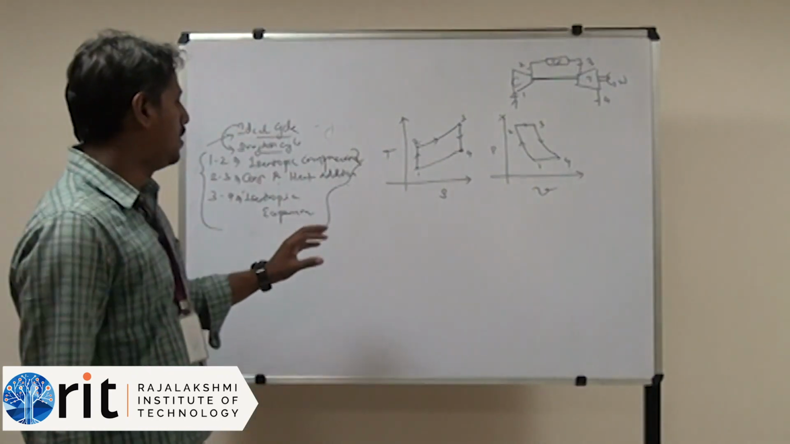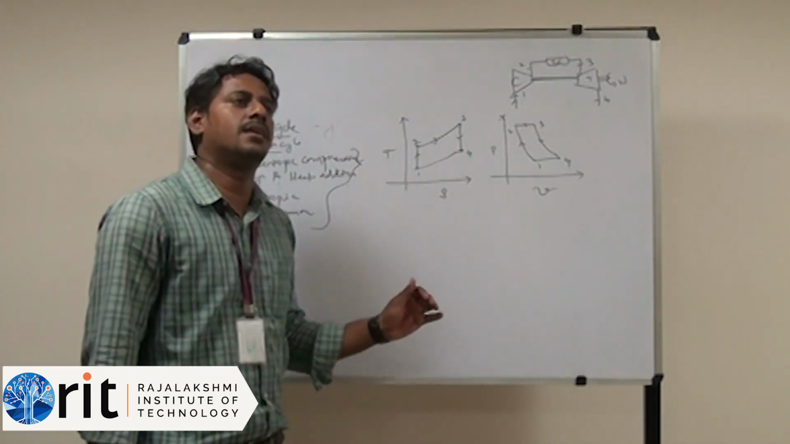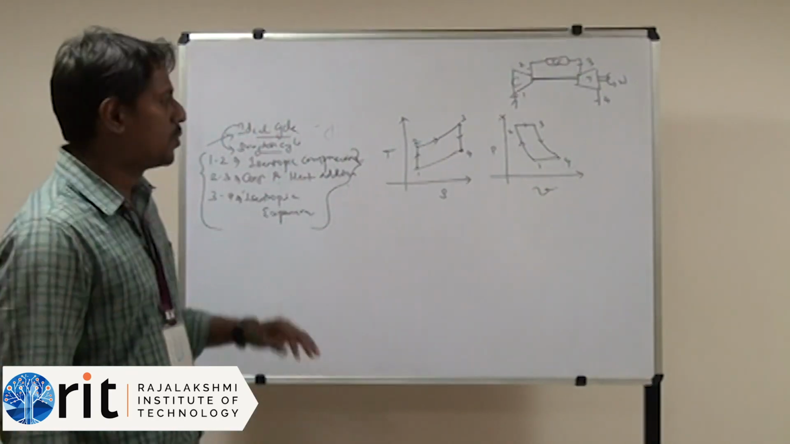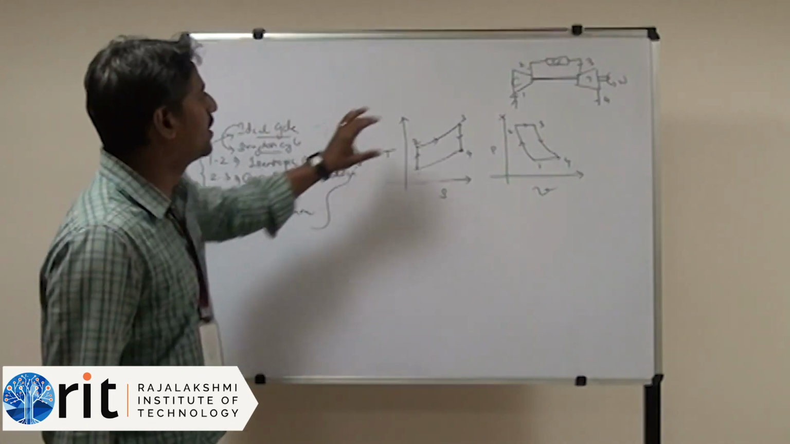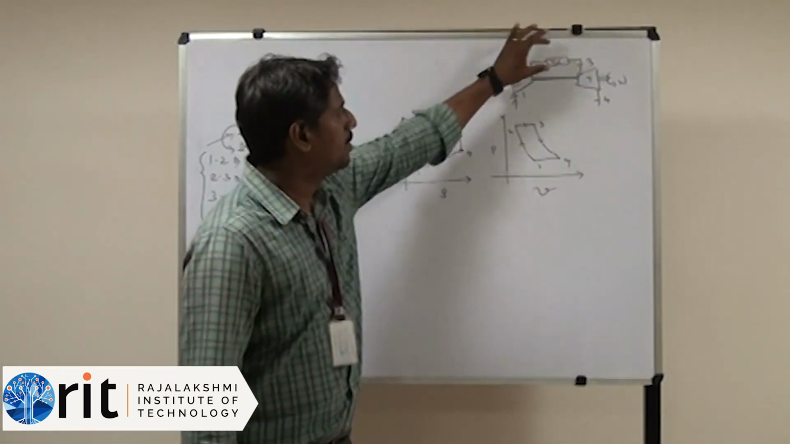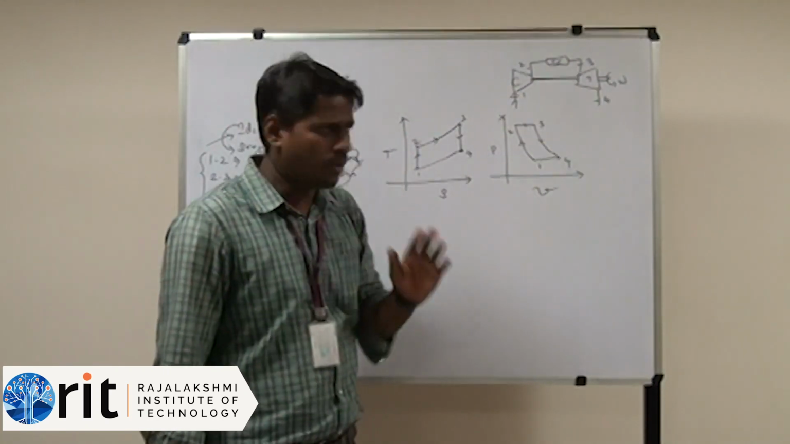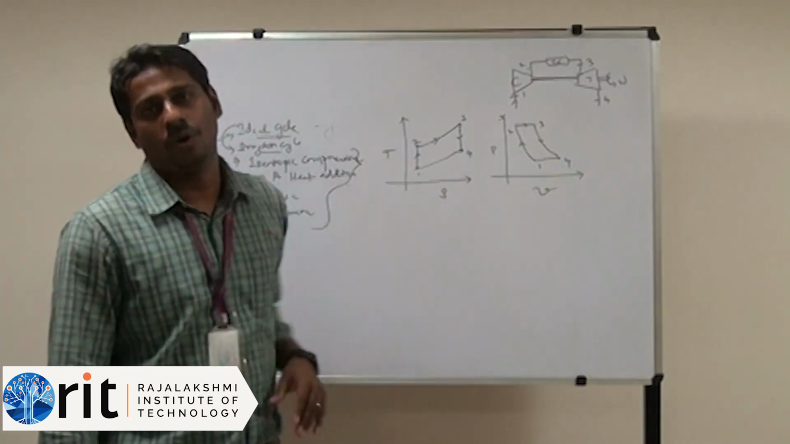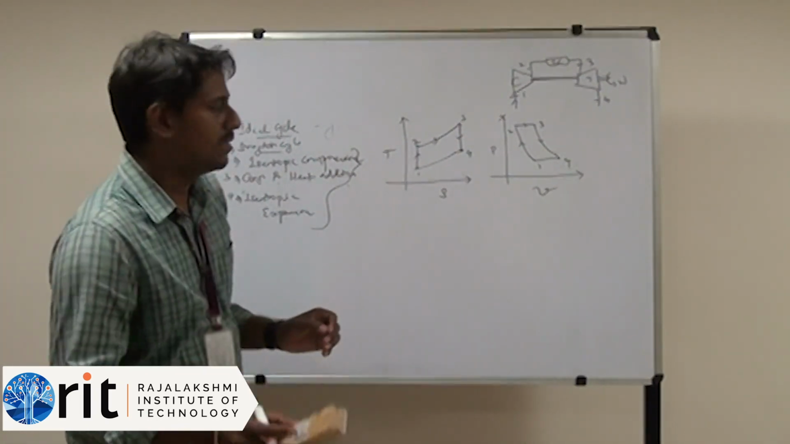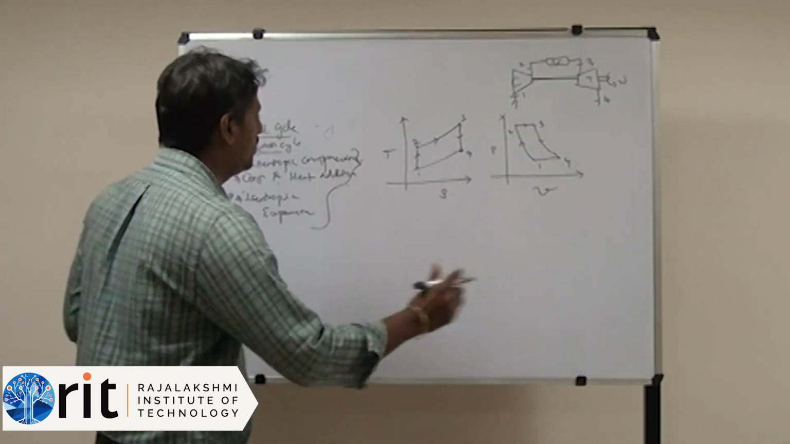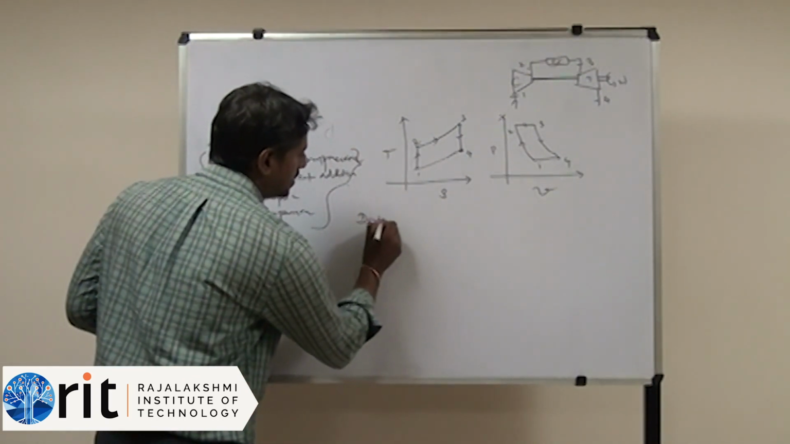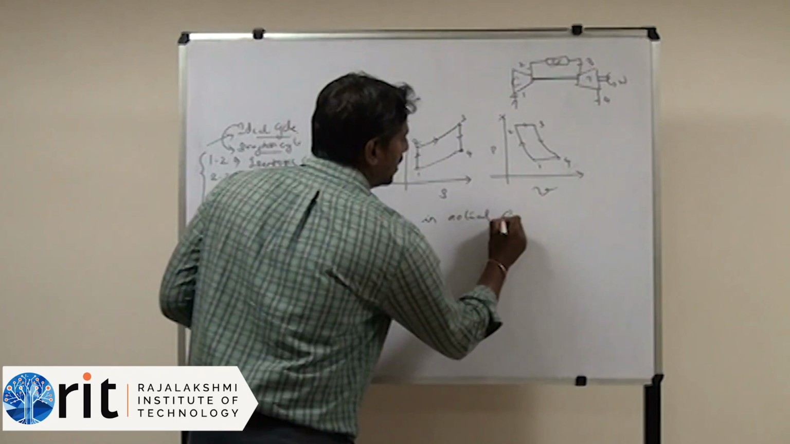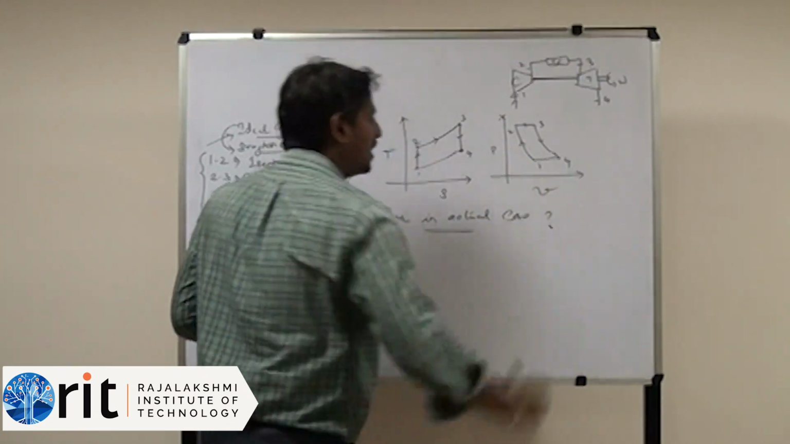Now we are going to derive an equation for the efficiency of the Brayton cycle. I am going to take every component, that is the compressor, combustion chamber, then turbine, and apply the steady flow energy equation to derive the efficiency of this power plant. Before that, let me tell you the deviation. What may be the deviation in the actual case? That is the next question.